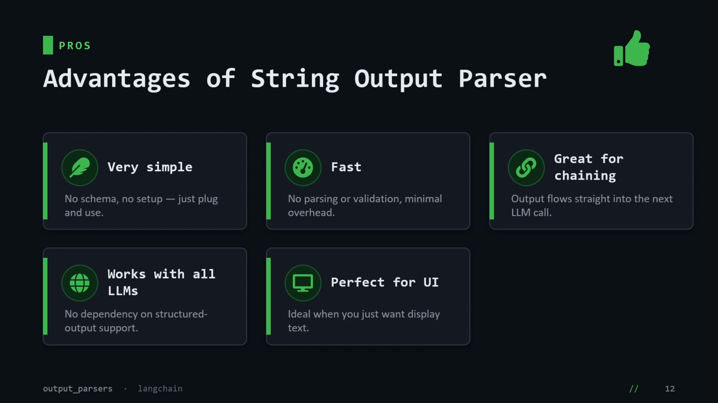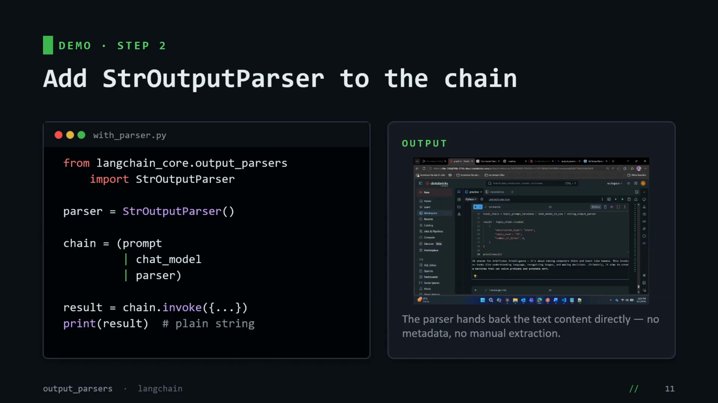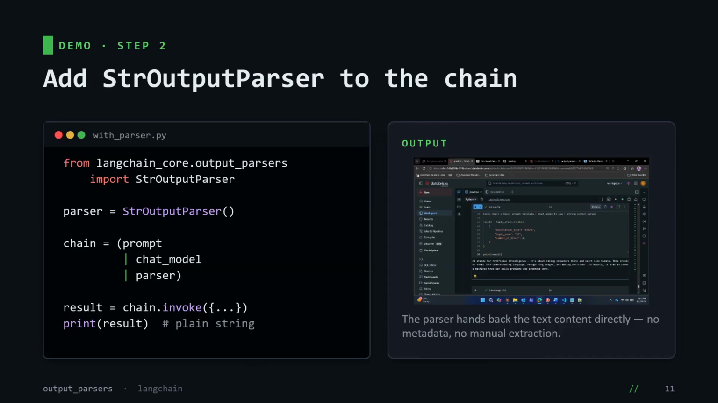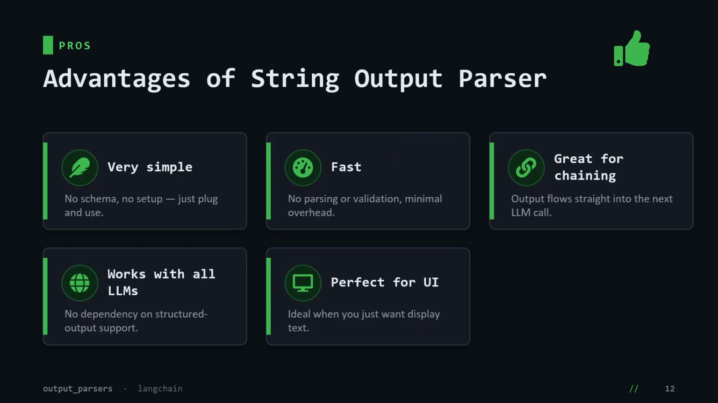A few advantages of string output parser: very simple. You don't need a big setup, you just have to import string output parser, that's all. Very fast, because it is not doing validation, it is just returning the content text output from the LLM. It is great for chaining. We just saw the code block here where we have chained the output parser.